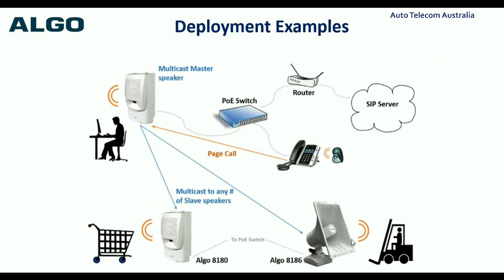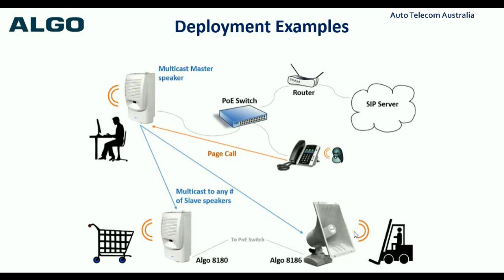Multicast: if we've got a SIP server in the cloud, for example, and on this stage we've got a router going through the PoE, we've got a multicast master speaker, and he's paging from a local call. The local call has dialed the SIP number, it's through the switching of the SIP server, it's gone through to the master, and now we're paging off to the various devices.